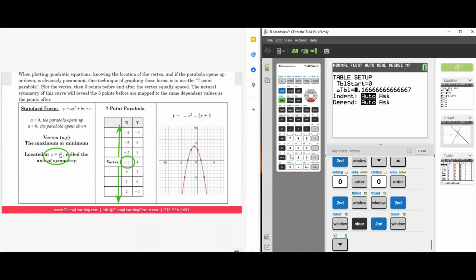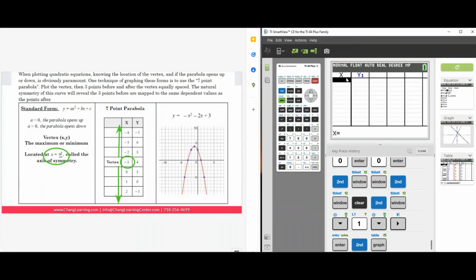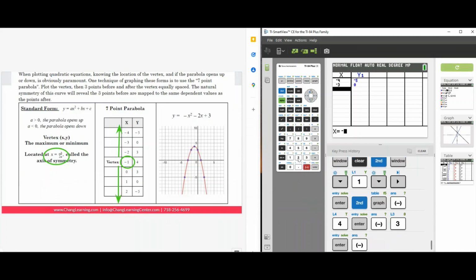We're going to change the table settings to integers, but we're going to enter it as ask. So when you go to the table, you see the left column is blank. It's not a scroll that you scroll up and down. So I'll enter the values from negative 4, negative 3, negative 2, negative 1 is the vertex, and then 3 points after that, 0, 1, and 2.